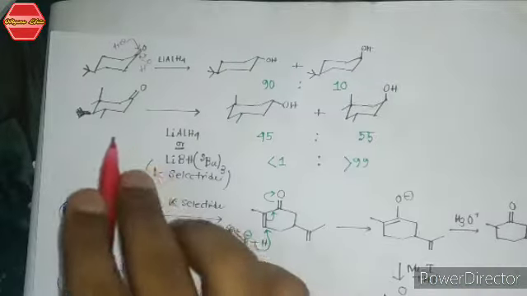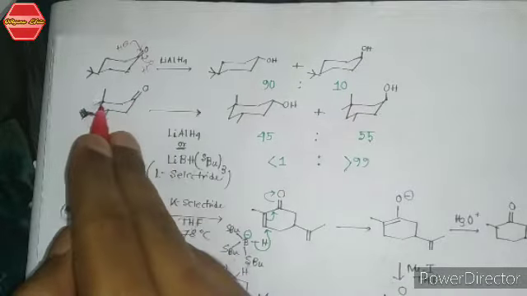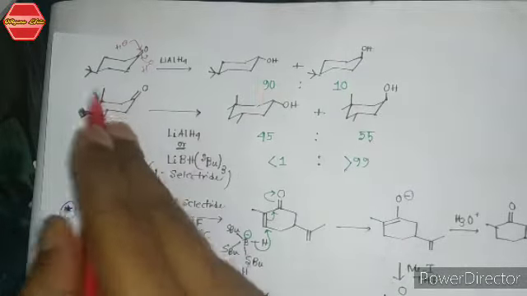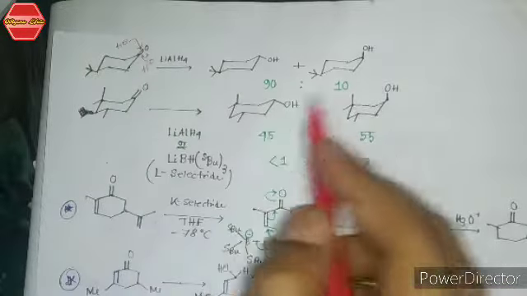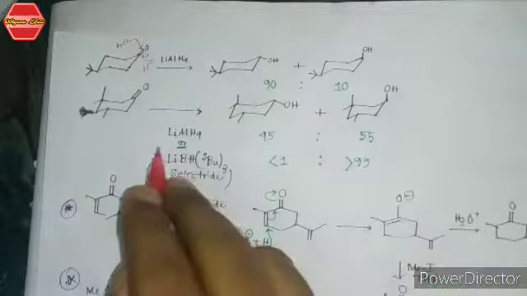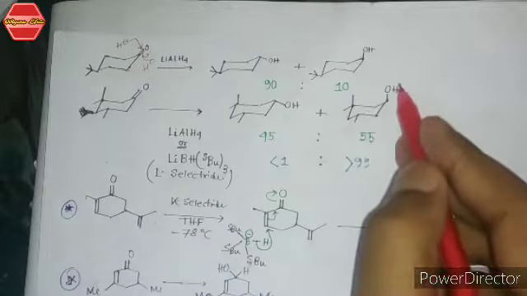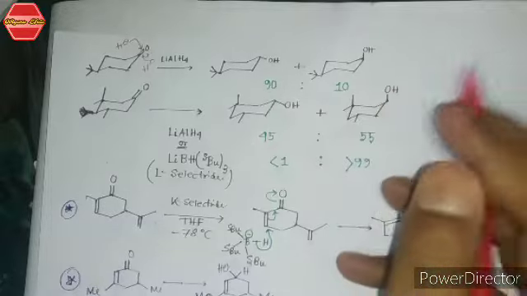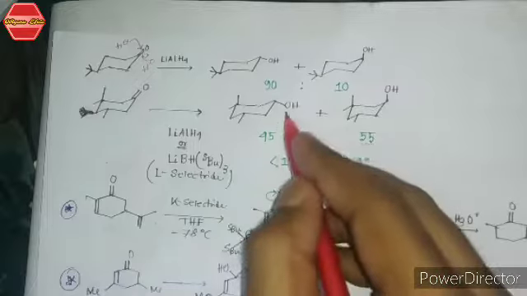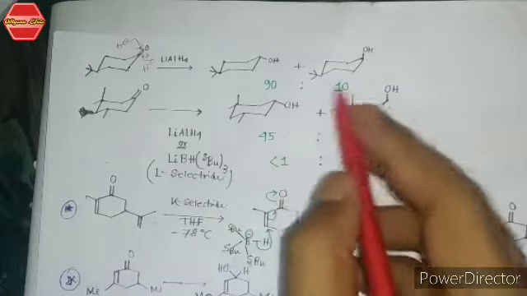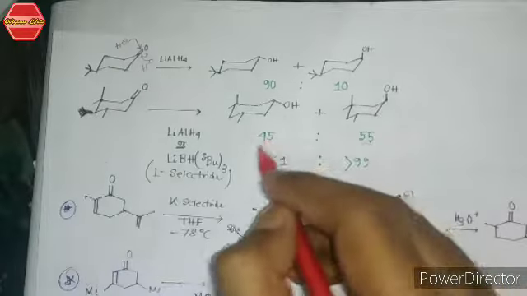But if you substitute the 1, 2 and 3 positions, that is, if you substitute the 2 position by a methyl group, then a different type of product occurs. That is, if you use lithium aluminum hydride, the axial product is formed much more, that is 55%, and the equatorial hydroxyl product is formed comparatively less, that is 45%.